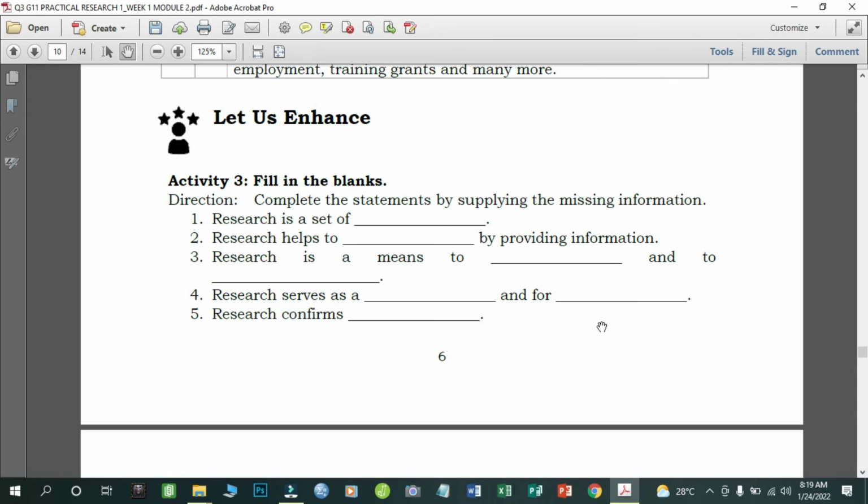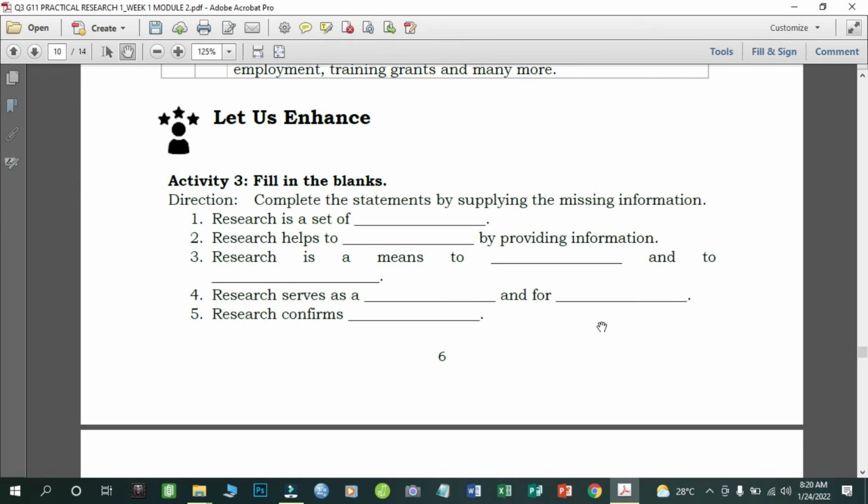Okay, let us enhance. Direction: complete the statements by supplying the missing information. Okay, number 1, research is a set of blank. So the possible answer would be, research is a set of sharing of valuable information.